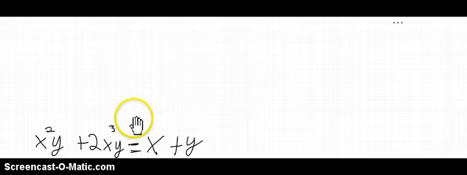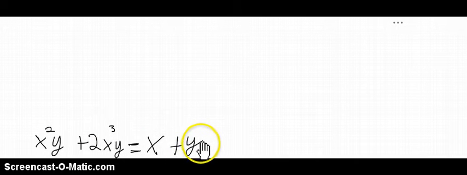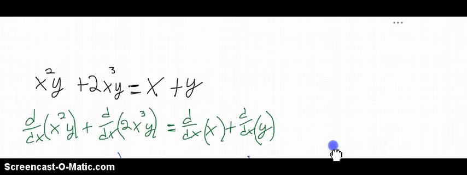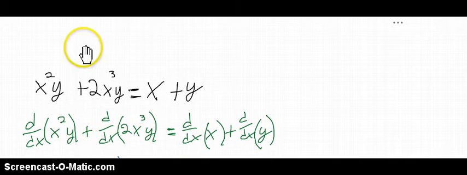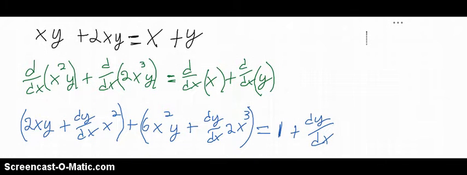In this equation, we have y in all but one term. We have x squared y plus 2x cubed y equals x plus y. We start with the same step. We take the derivative of everything with respect to x. d/dx of x squared y plus d/dx of 2x cubed y equals d/dx of x plus d/dx of y. So now anything that is in terms of x we can take the derivative of, and anything in terms of y we leave as dy/dx.